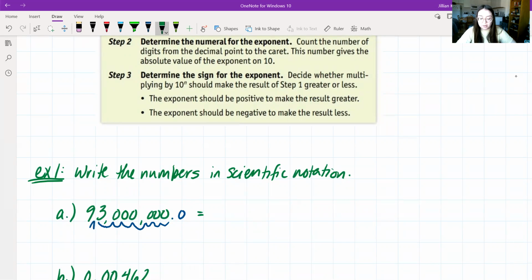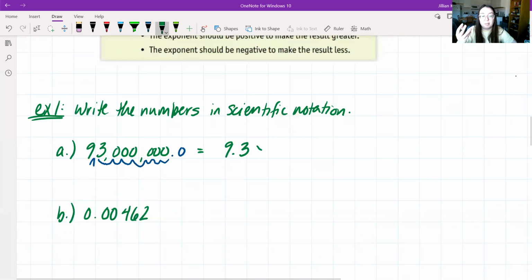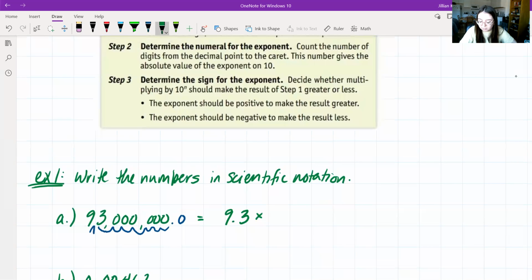Now we want to determine whether multiplying by 10 to the power of n should make the result of step 1 greater or less. So an exponent will be positive to make results greater, and an exponent will be negative to make results less. If we're just writing 93 million in scientific notation, this means that when we write 9.3, we're going to make 9.3 bigger. So this means that we need to have a positive value of n, and we counted 7 places from our decimal point. So we have 9.3 times 10 to the power of positive 7.